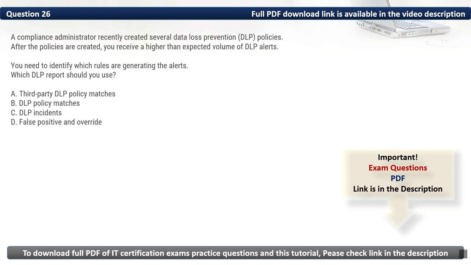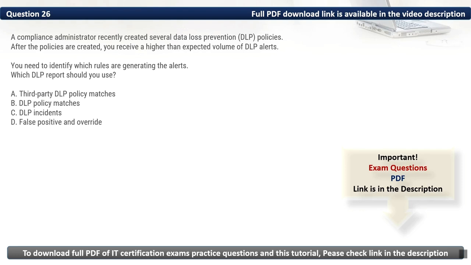Question 26. A compliance administrator recently created several data loss prevention policies. After the policies are created, you receive a higher than expected volume of DLP alerts. You need to identify which rules are generating the alerts. Which DLP report should you use? Firstly, let's eliminate the incorrect options. We have A. Third-party DLP policy matches. This report is used for third-party DLP integrations, not built-in Microsoft 365 DLP policies.